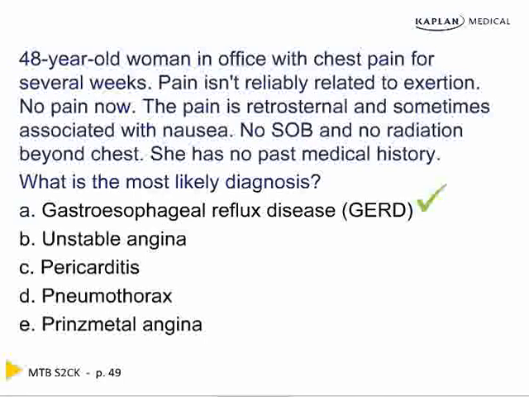However, in this case, because the location is retrosternal and there's GI complaints, by far the most likely thing is reflux disease. Unstable angina, it cannot be simply because it is not the most likely. Now you have an advantage on Step 2 questions because the diagnosis questions don't say what the diagnosis is.